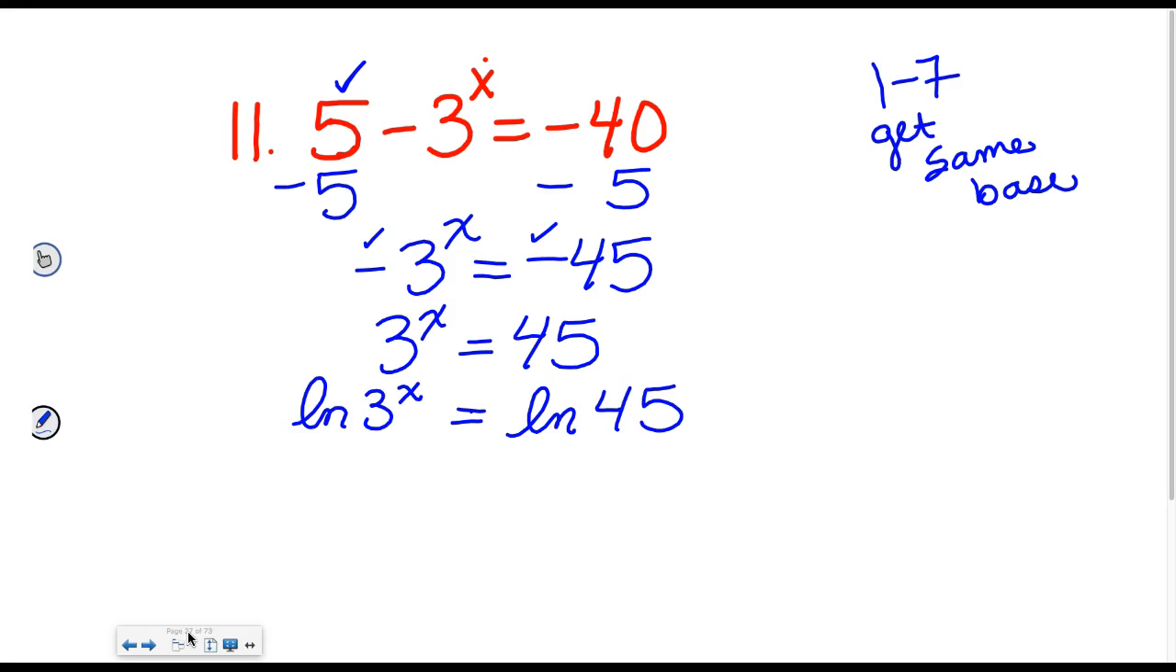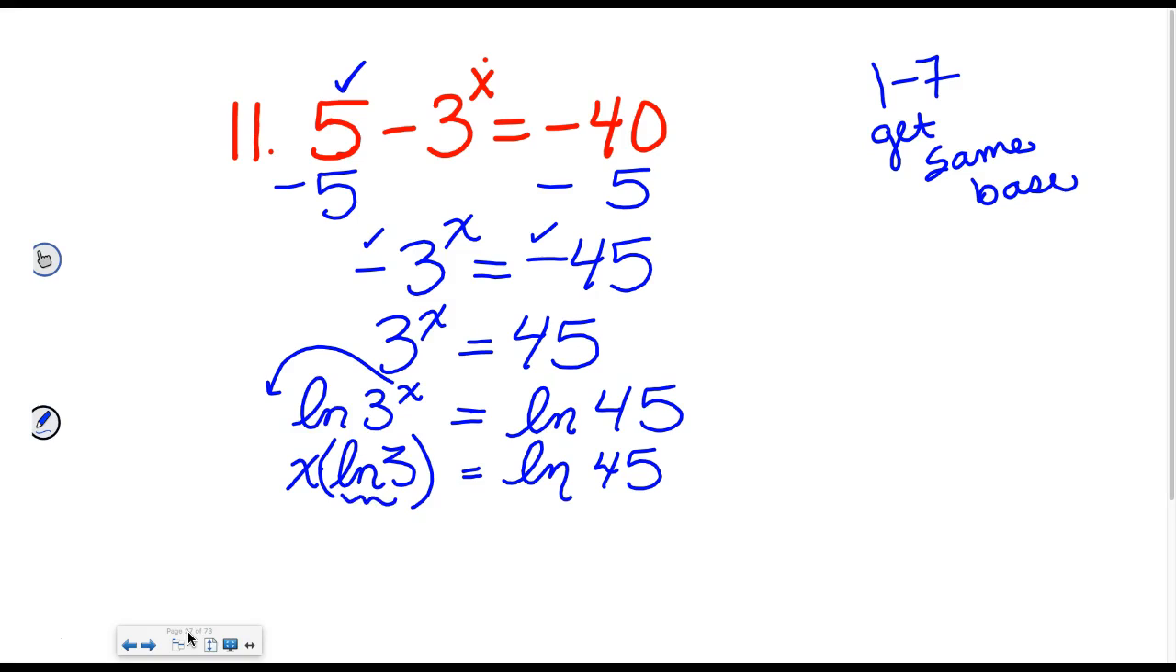What that allows me to do is bring the x out front, get it out of the exponent. So I'll rewrite that as x times, you can put it in parentheses or put a little dot. I actually like the parentheses better, so we'll do that. X times natural log of 3 will be equal to the natural log of 45. And then again, this natural log of 3 is a number, and I'm multiplying by it. So to get rid of it, I will divide both sides by the natural log of 3.